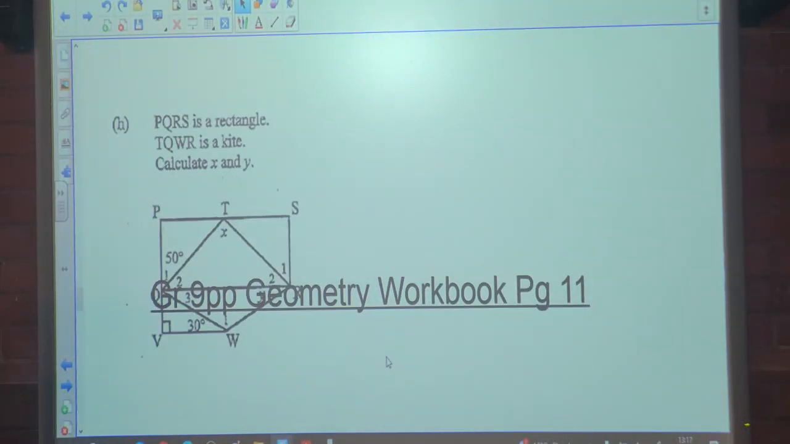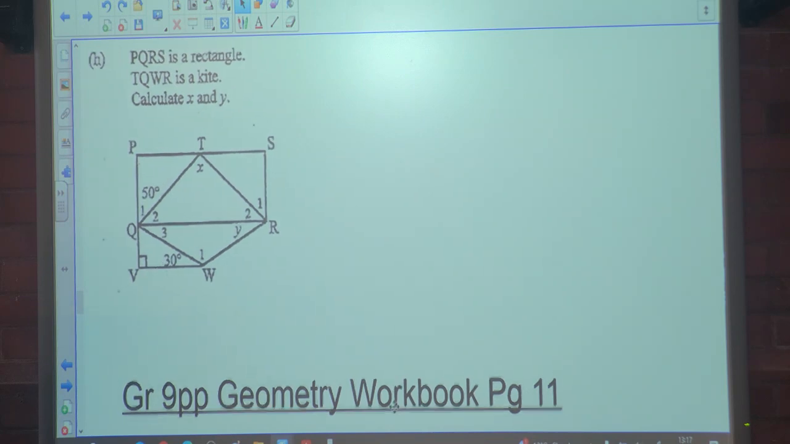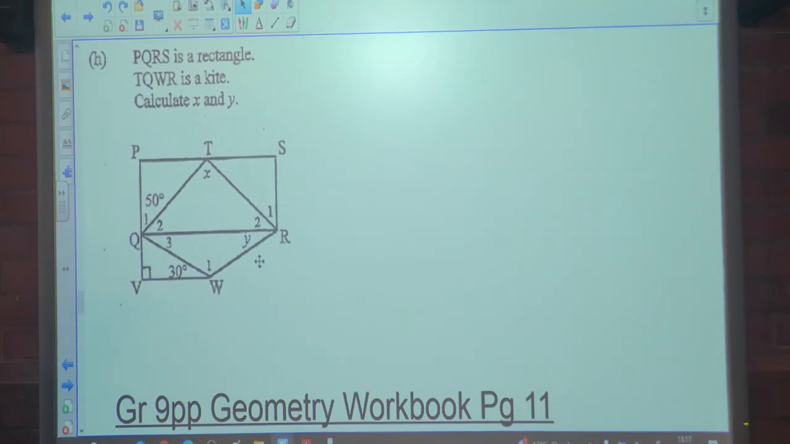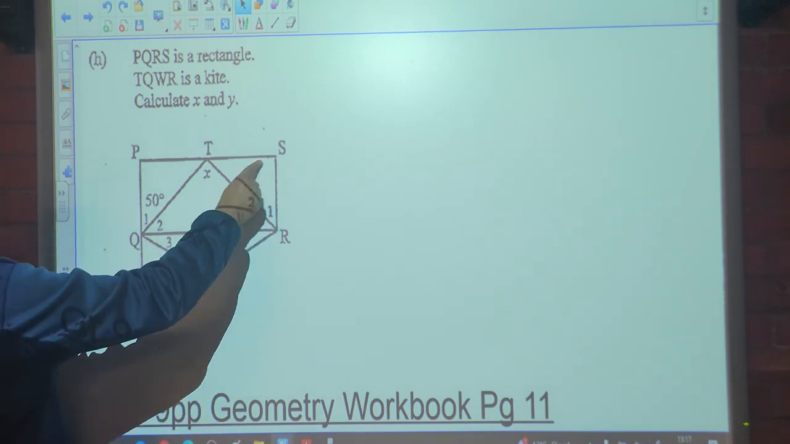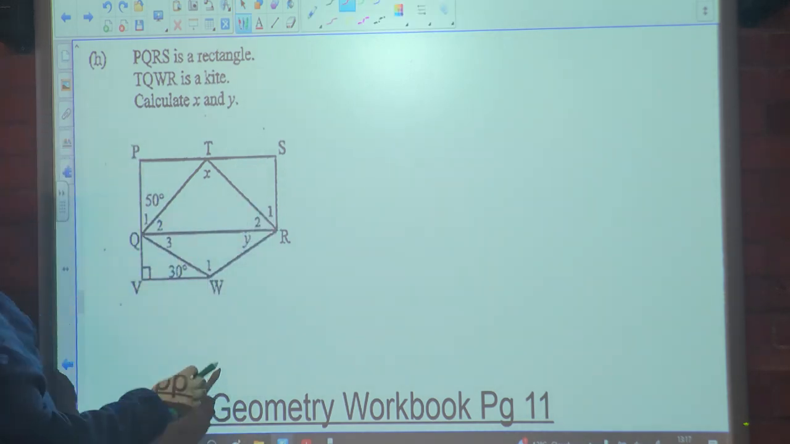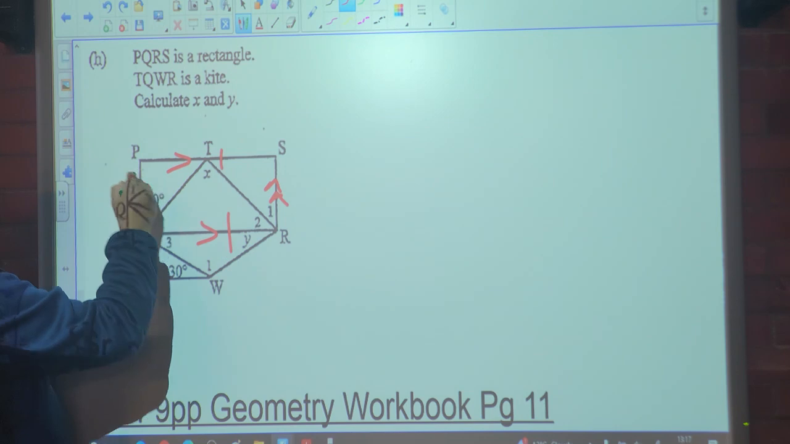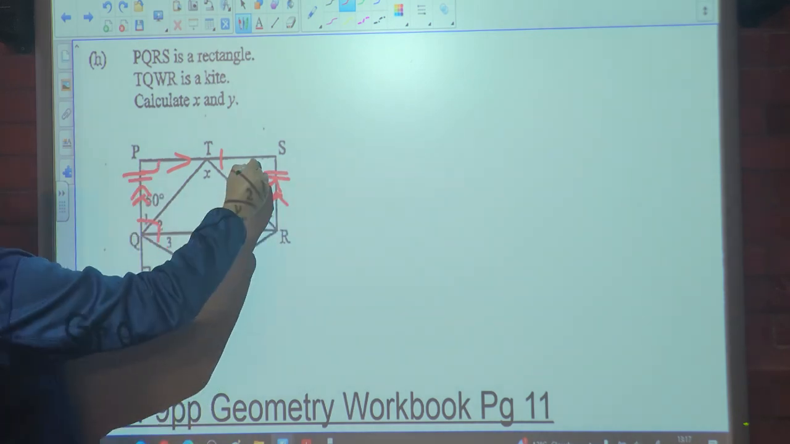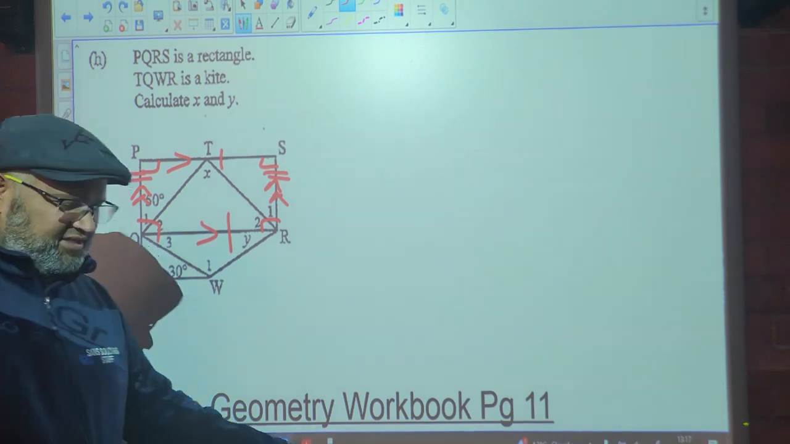Let's go to the next shape. Still on the same page, this is the last one on this page. So here we are told that PQRS is a rectangle. If it's a rectangle, 6 properties come to mind. Opposite sides are parallel. Opposite sides are equal. Vertex angles are 90 degrees. And everything else deals with the diagonals. There are no diagonals there, so you're not going to worry about that now. Okay?